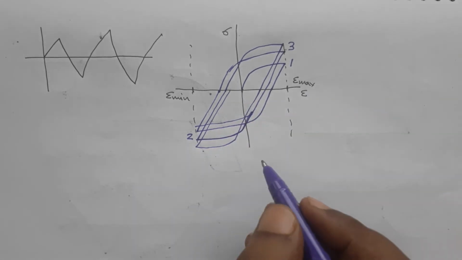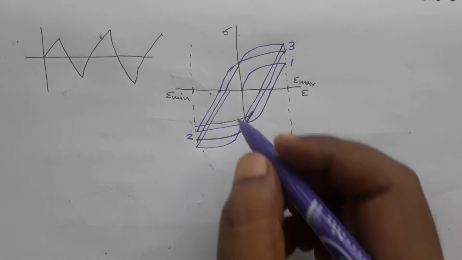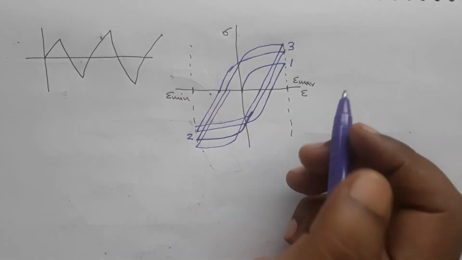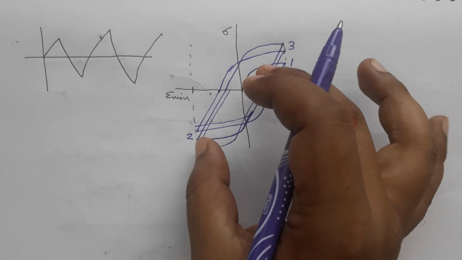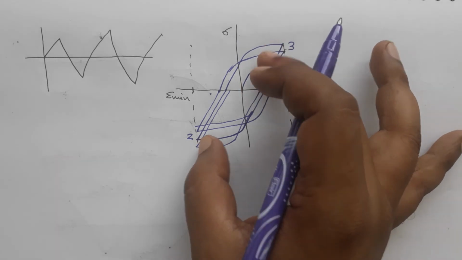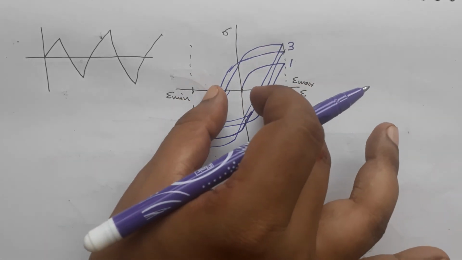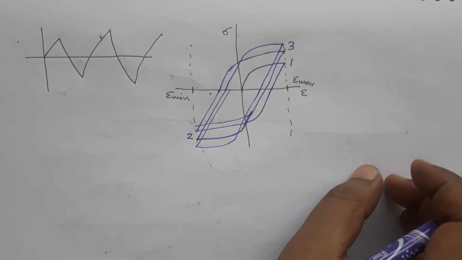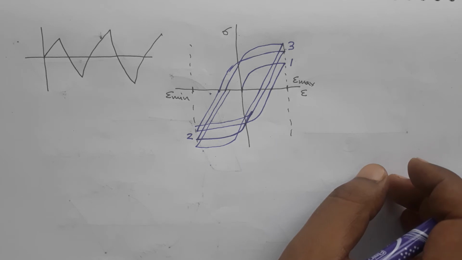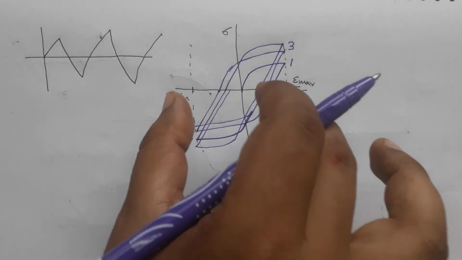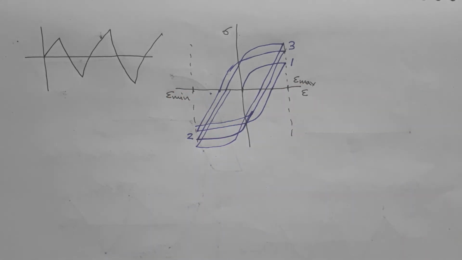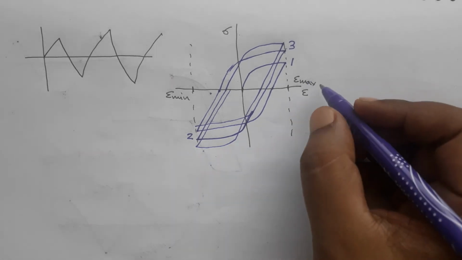Okay, so you see in each cycle what is happening is that this loop is increasing in this direction and decreasing in this direction, right? So for the same amount of strain you will have to apply more force on the material to have the same amount of strain in the material, and this is cyclic hardening. The opposite will happen in cyclic softening.